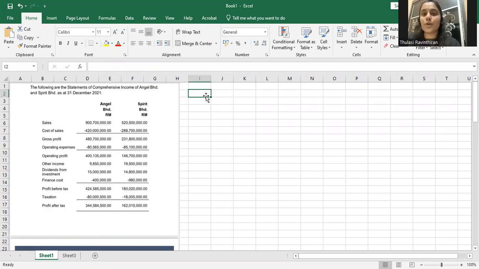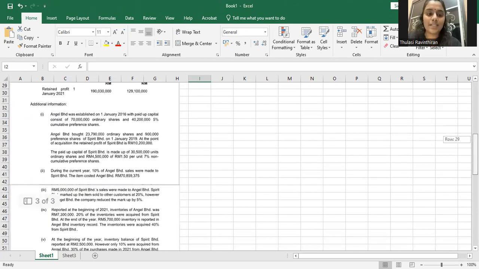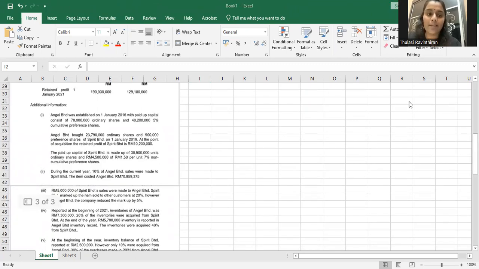The question is based on Angel Berhad, also known as the parent, and Spirit Berhad, known as the subsidiary. Look at the first Roman. Angel Berhad was established on 1st January 2016 with paid-up capital consisting of 70 million ordinary shares and 40 million and 200,000 5% cumulative preference shares. Angel Berhad bought 23,790,000 ordinary shares and 900,000 preference shares of Spirit Berhad on 1st January 2019.